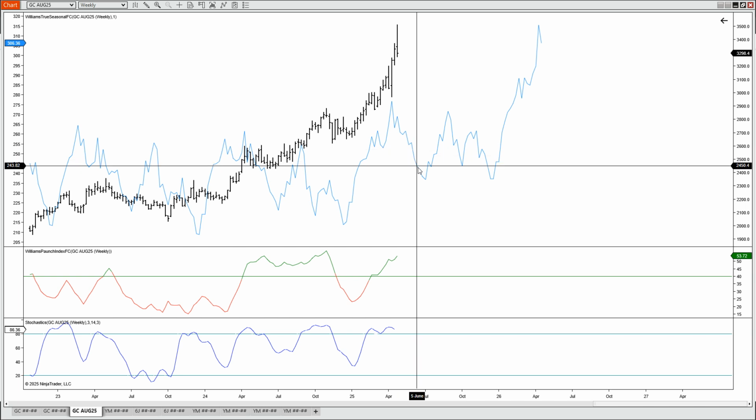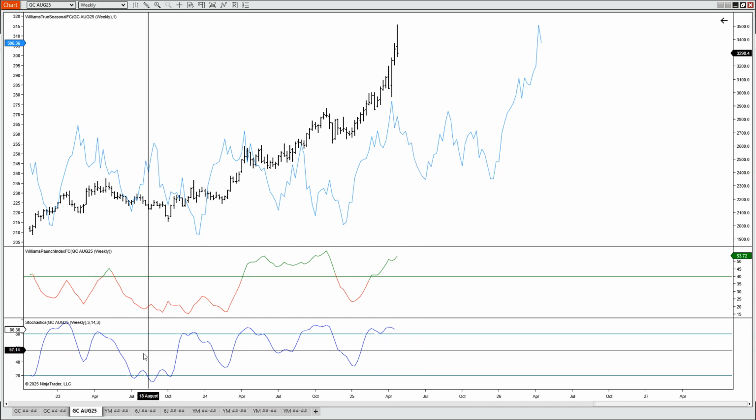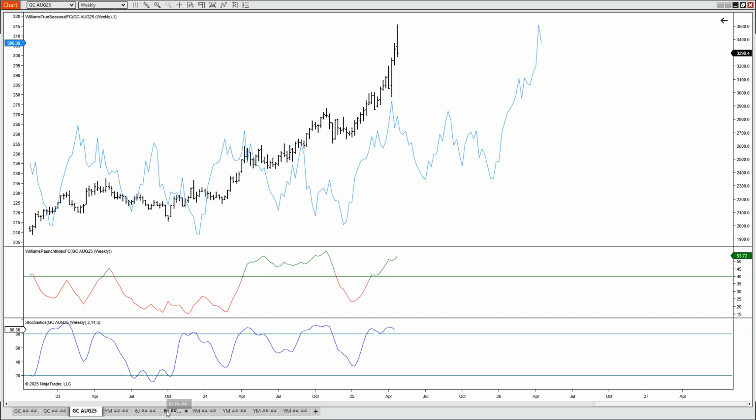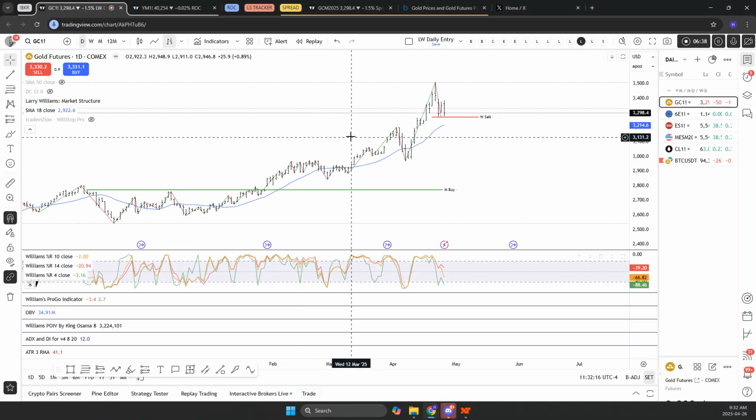We do have a bearish seasonal right now. Those are the main things that I'm noticing on gold. So basically, gold, I'm bullish based on price action. Looks like we're due for a pullback just based on some of these fundamental indicators that I just showed you.